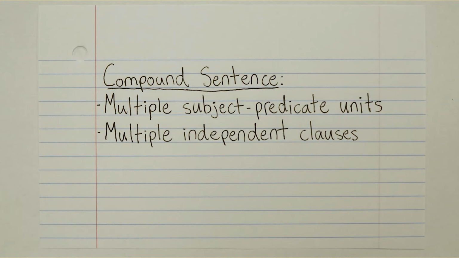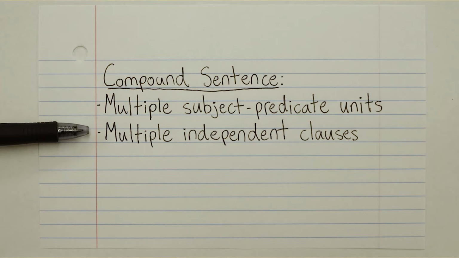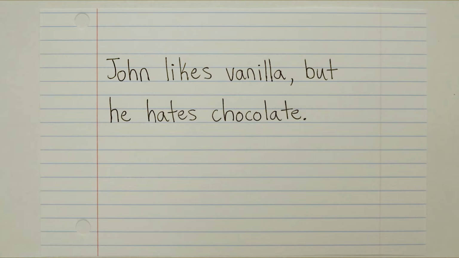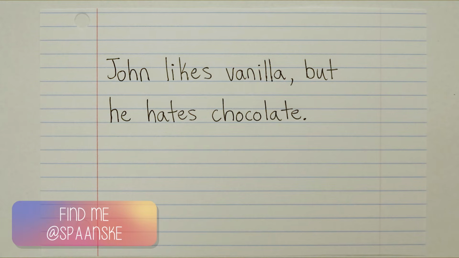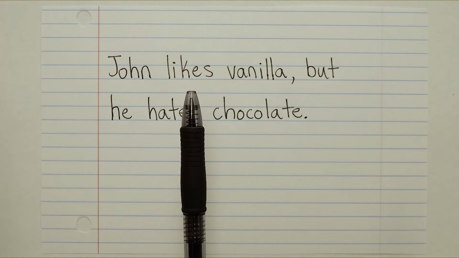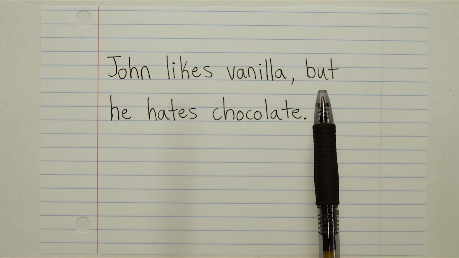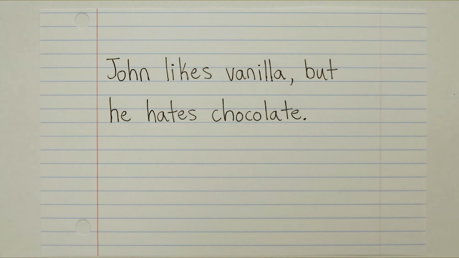A compound sentence contains multiple subject-predicate units in the form of multiple independent clauses, multiple complete thoughts, multiple sentences, joined together by a conjunction, like this. John likes vanilla, but he hates chocolate. So here we have multiple subject-predicate units within their own independent clauses. Each of these parts can stand on its own as a sentence. John likes vanilla is a sentence, and he hates chocolate is a sentence. Multiple sentences joined by a FANBOYS conjunction, that's what we call a compound sentence.